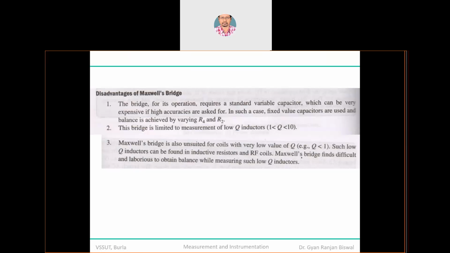As I've already told you, the Maxwell bridge is also not suitable for measuring a very low value of Q factor. In that case, what will happen when you go for inductive resistors or RF coils, radio frequency coils, like in many communication based applications or RF radio frequency applications? Those frequencies can be interlaced or interfere with your original measuring signal. So your signal to noise ratio will become very poor and will give you very poor results.